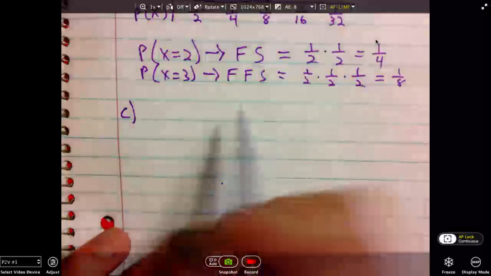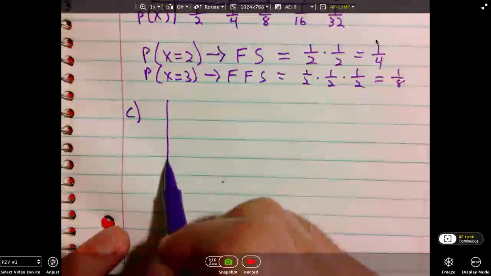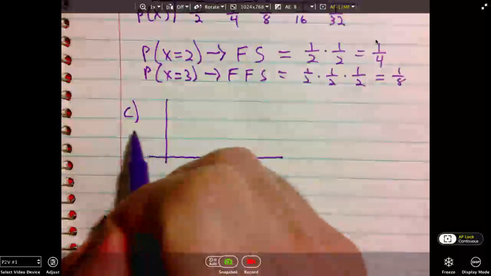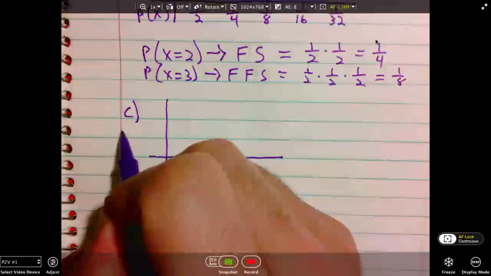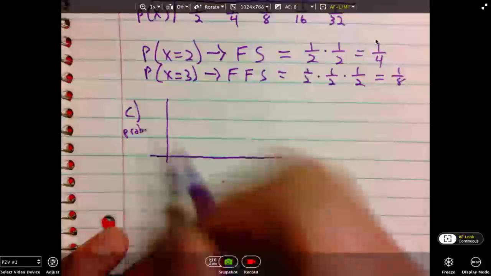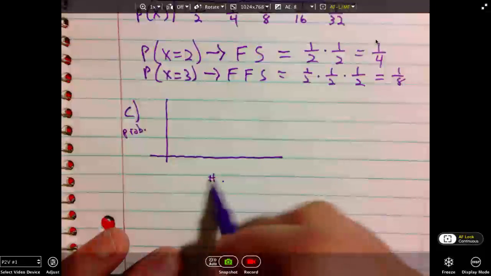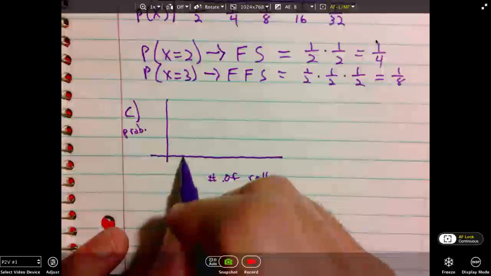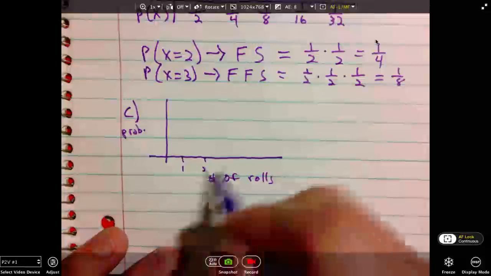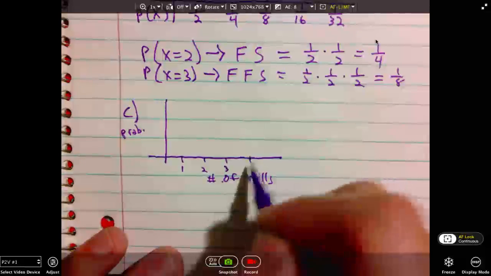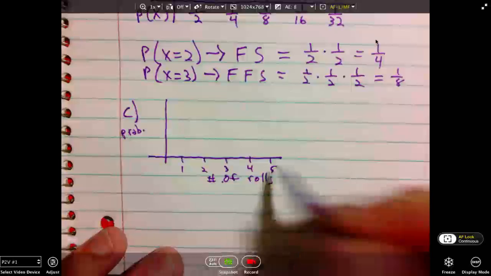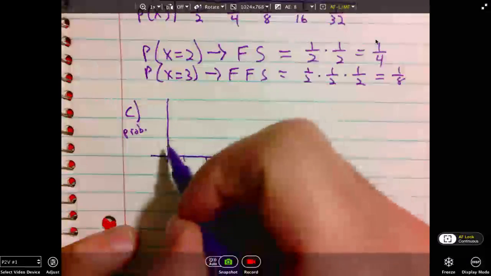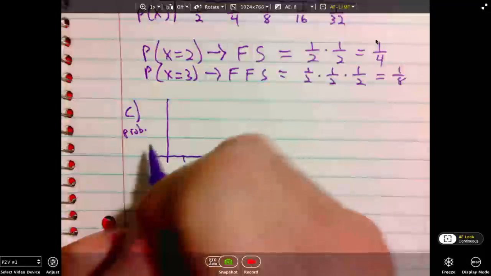Okay. So the y-axis is going to be my probability, and the x-axis is number of rolls. And we're going to look at 1, 2, 3, 4, 5. All right. Counting in this direction, let's go by 0.2.